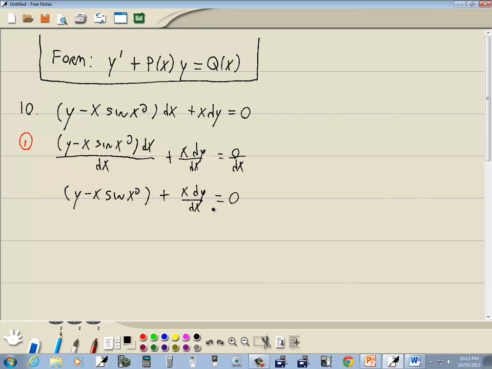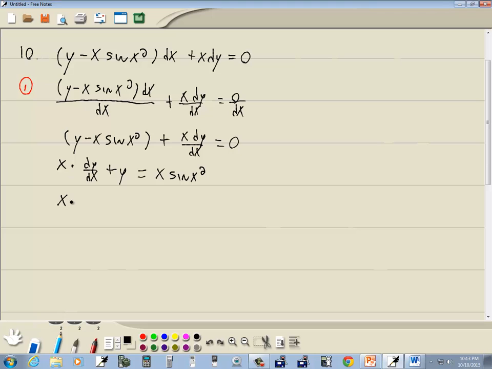Well, I need this first, so I'll rearrange it. I'll put this here. So I got x times dy/dx. I'll put the y next, and then I'll take this negative x sine x squared to the right side, and it becomes a positive x sine x squared. It's getting closer. Remember, I need my derivative here, but nothing in front of it, so I'm going to need to go through and divide everything by x.